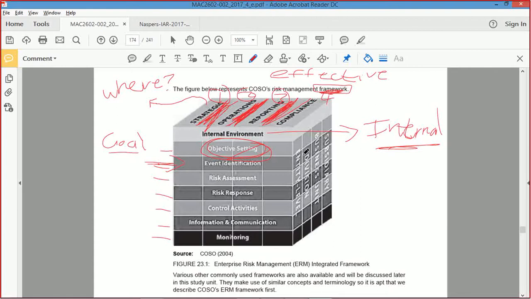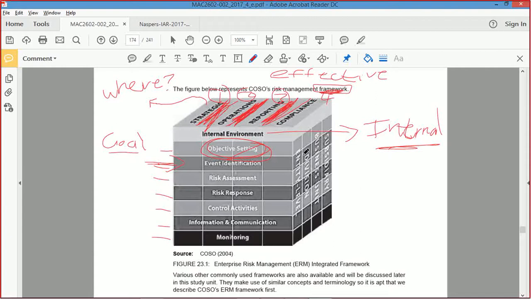Okay, and the reason for that is it's something that we actually have the most control over. Right, it's difficult to manage risks that are external. Right, it's difficult to manage things that you can't control. Do you agree?